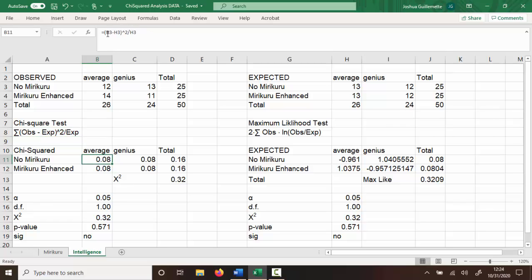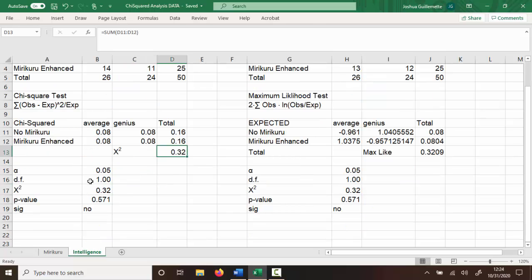So what we see here is when we do the chi-squared test, right? And again, I'm just taking the observed minus the expected squared divided by the expected, and I get 0.08. So my chi-squared is about 0.32. Again, because it's a 2 by 2, there's 1 degree of freedom. My chi-squared is 0.32. So that gives us a p-value of 0.571, which is certainly not less than 0.05. So we do not have significance.